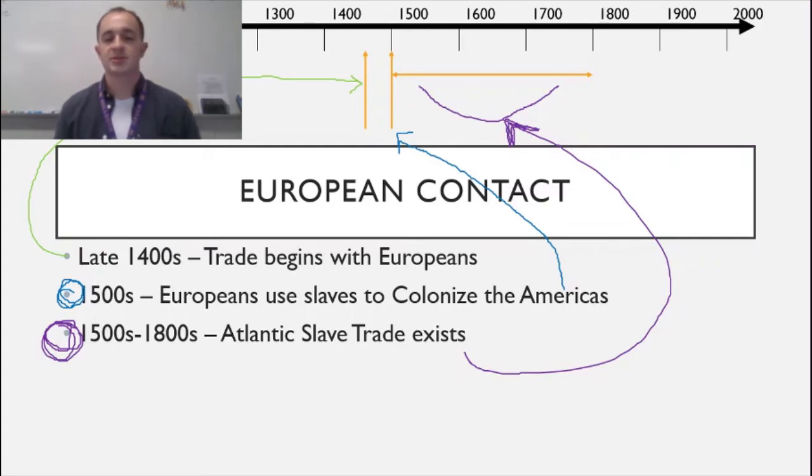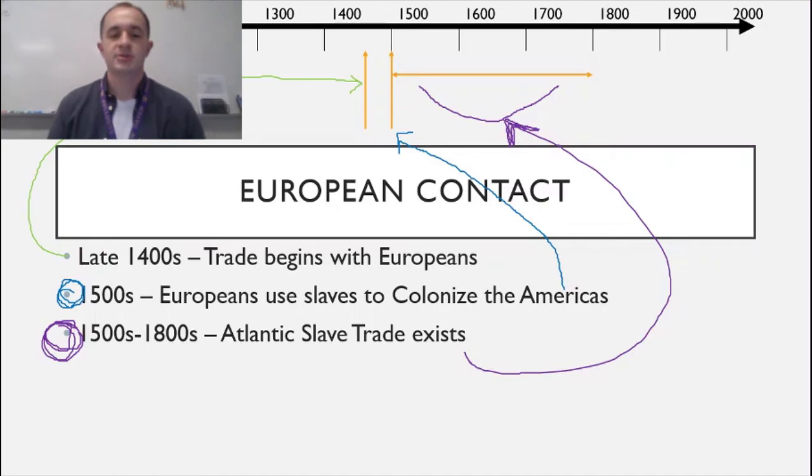So what they did is they started to gather up more and more and started looking just for slaves rather than getting slaves as a byproduct of whatever raiding or fighting they happened to be doing at the time. And we start to see more and more slaves get pushed out towards the Americas and then even other parts of the world. So 1500s to 1800s, the Atlantic slave trade exists.